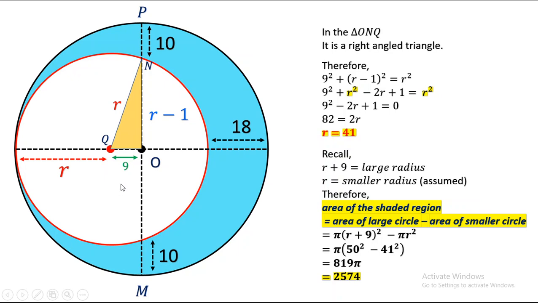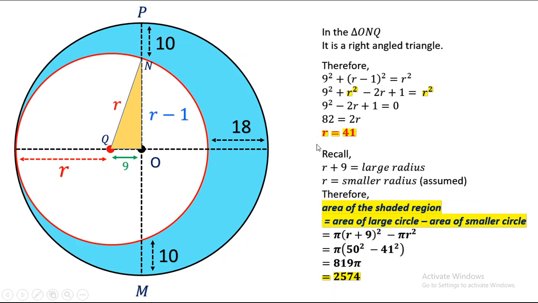So this is a right angle triangle, and in a right angle triangle we know that it follows the Pythagoras theorem. So according to Pythagoras theorem, the square of this side 9 and the square of this side r minus 1 is equal to the square of the hypotenuse, that is 9 square plus r minus 1 whole square is equal to r square. Upon simplifying and cancelling the r square term, we get r is equal to 41. The value of r is equal to 41 we got.